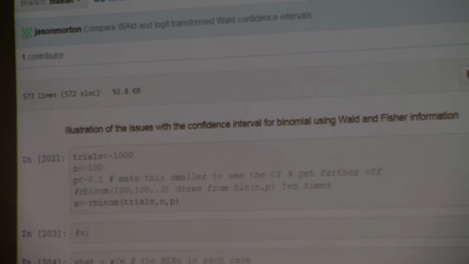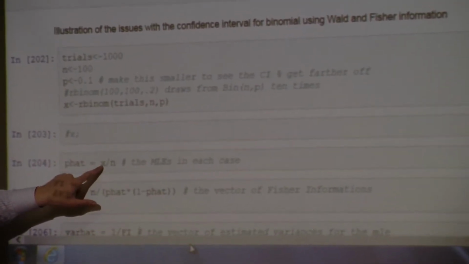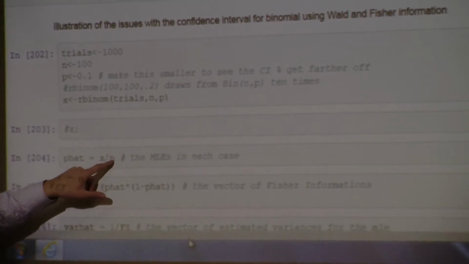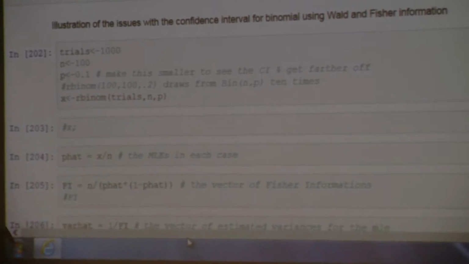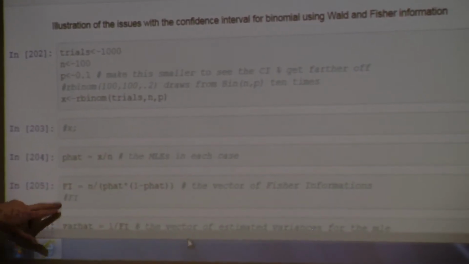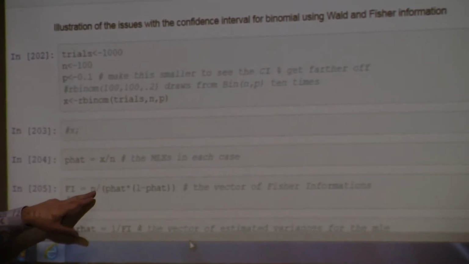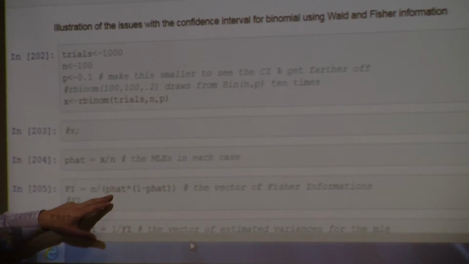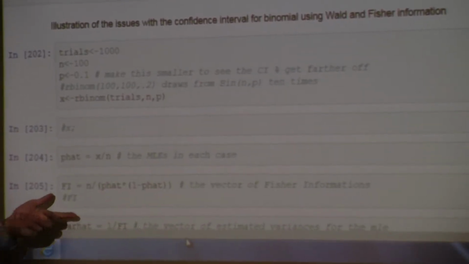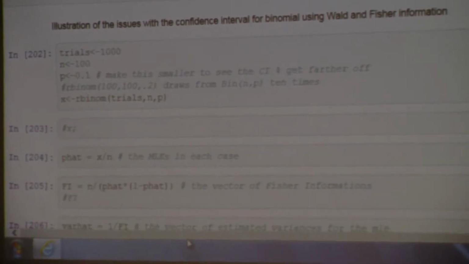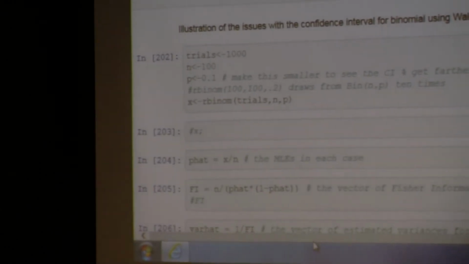R is very vector oriented. So p hat is x, the vector of outcomes, divided by the single number n, and it knows how to broadcast this n. And so this gives me just a vector of proportions, all around 10%. And then we saw that the formula for the Fisher information is this number n divided by p hat times 1 minus p hat. That's the Fisher information that we're going to use to estimate the variance of the maximum likelihood estimator.